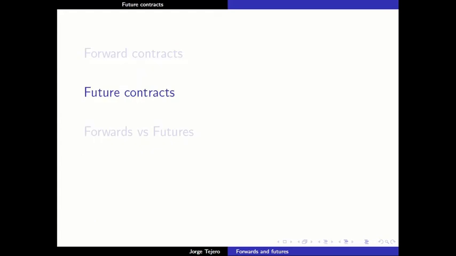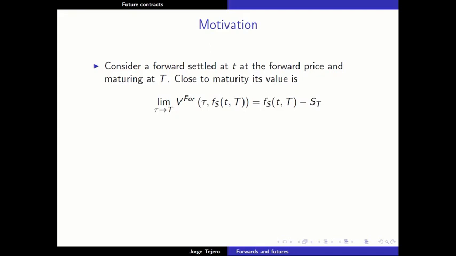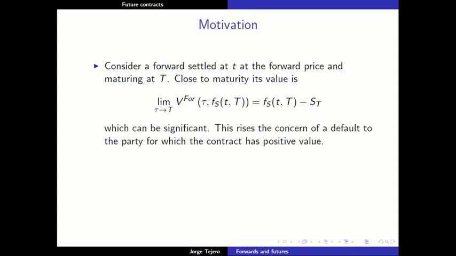Now we move to future contracts. The value of the forward moves in time, and so does our exposure to a credit event. In case our counterparty would default at any time before maturity, we would lose the value of the forward at that point in time. Notice that the value of the forward tends to its payoff at maturity. That's the point in which our credit exposure is going to be the greatest.